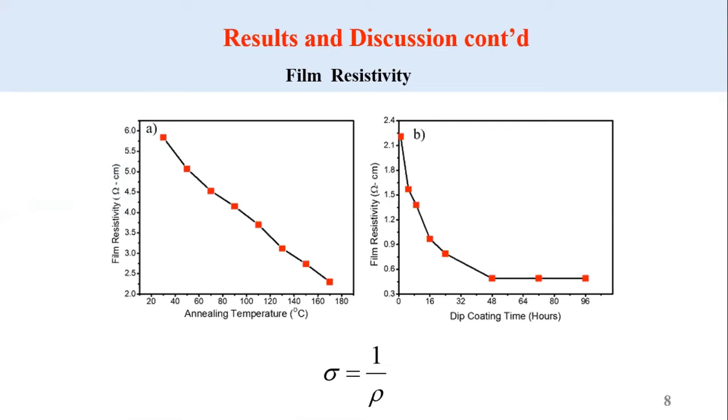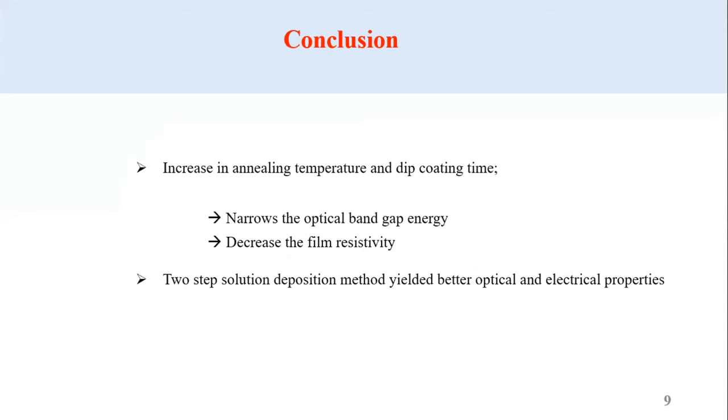Resistivity decreased as the values for the dip coating times were increased from 1 hour to 96. And this decrease in the resistivity shows that there was an increase in the electrical properties of these films. In conclusion, as we were varying the annealing temperatures and the dip coating times, there was a narrowing of the optical band gap energies of the films, and there was a decrease in the film resistivities. Both these results indicate an increase in the electrical conductivity, which enhances the performance of these materials.